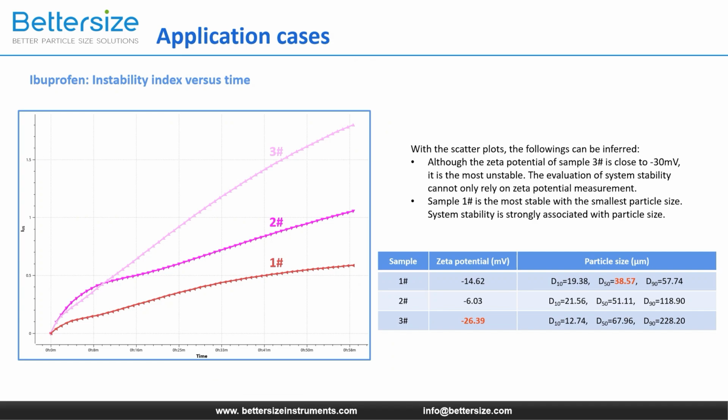The sample 1 with the smallest particle size is the most stable. Stability is strongly associated with particle size, so the evaluation of stability cannot only rely on zeta potential measurement. The instability index is a more comprehensive solution to stability analysis.